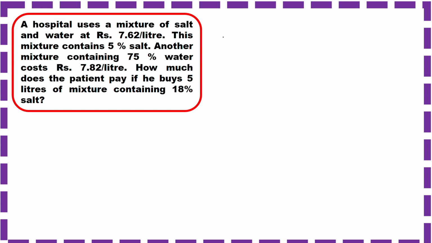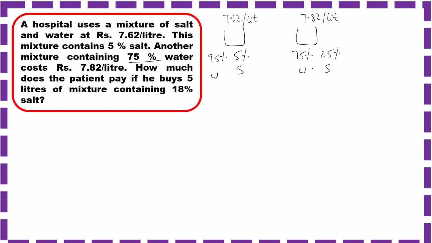Right. The first mixture, right? So we have two types of mixtures. This mixture costs 7.62 per liter, and this one costs 7.82 per liter. Here in the first case 5% is the salt, that means 95% is water, whereas in the second case we have 75% water. 75% water means the remaining 25% is salt, right?